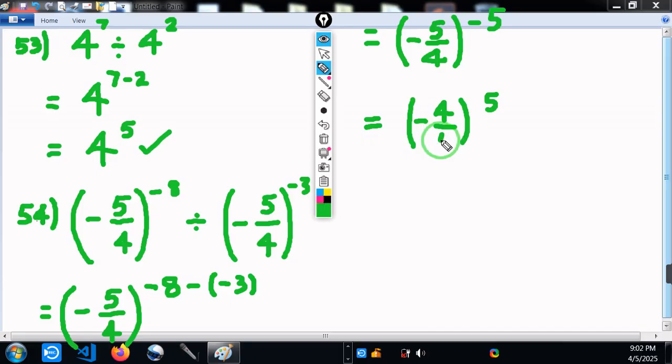And then, please note, the negative here: power 2 means the end result will be plus. Power 3 will be minus. Power 4 will be plus. Power 5 will be minus. Even numbers mean the end result will be plus. Odd numbers mean the end result will be minus.